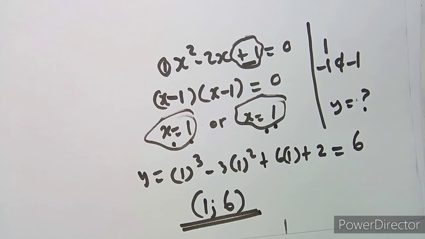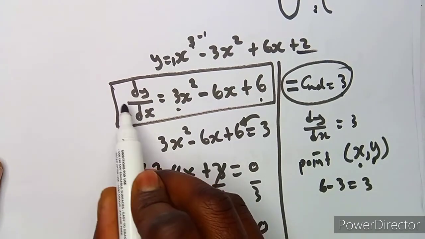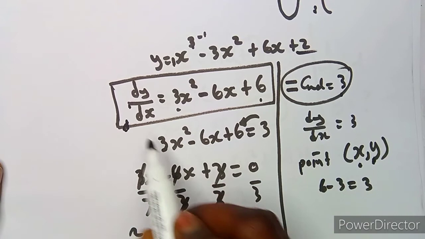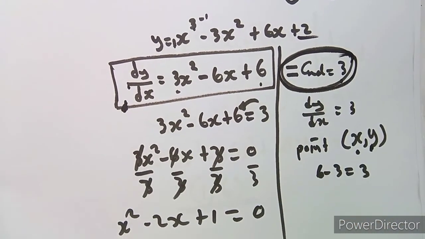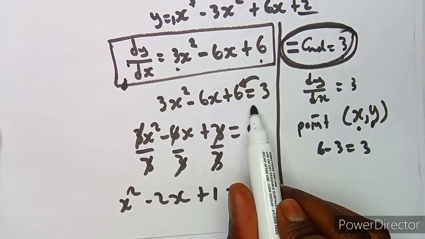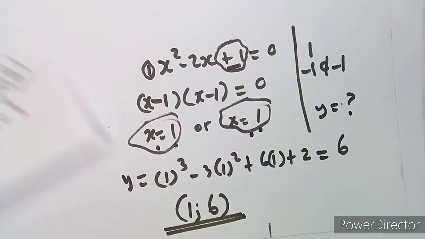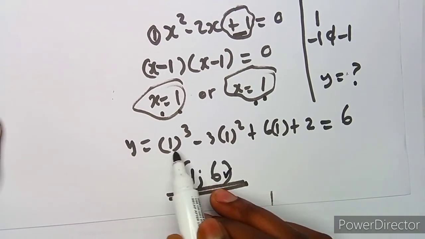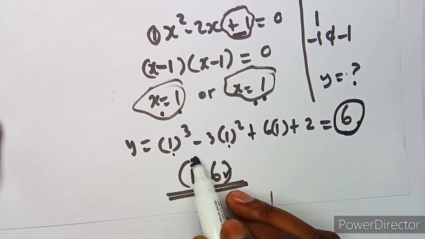So the idea that is going to work is to use the gradient, because you know that your gradient is represented by dy/dx. You simply find your dy/dx, then equate that to the gradient that you are given. By doing so, you have formulated an equation in x that you can solve for x. Then substituting the value of x into the original equation gives us the corresponding value of y.